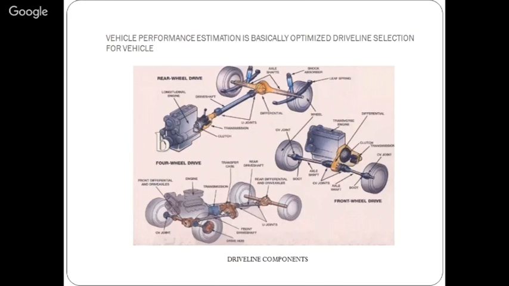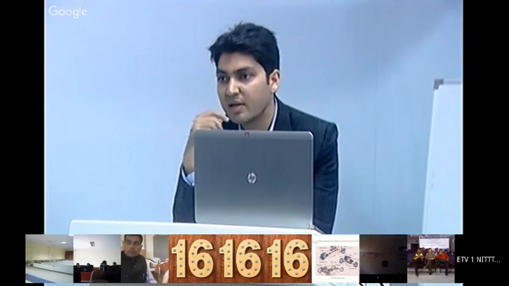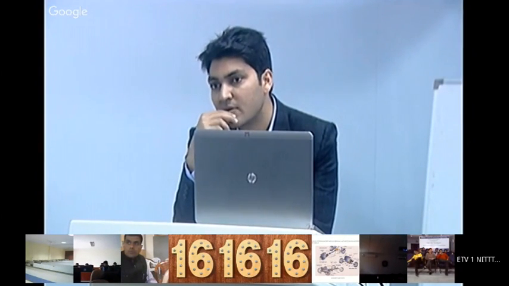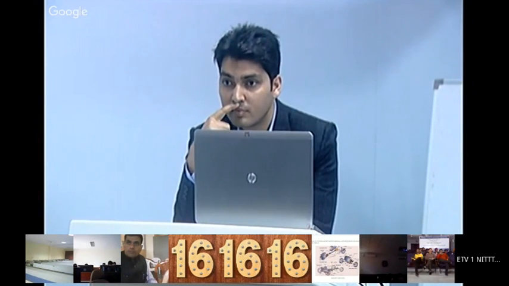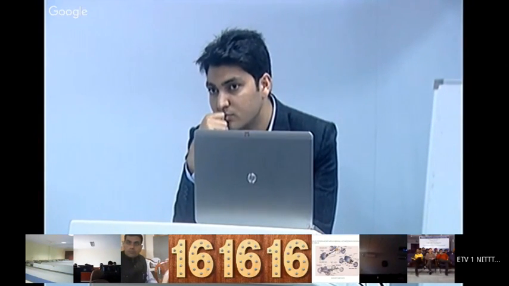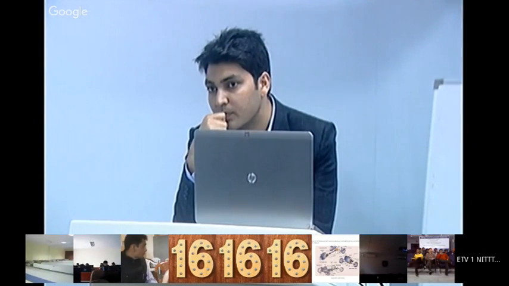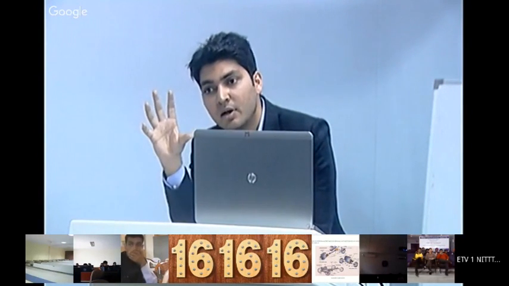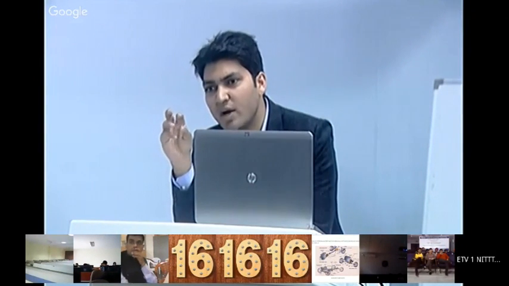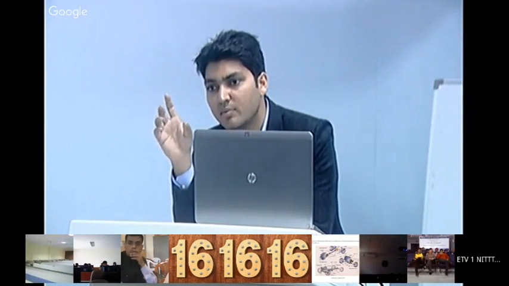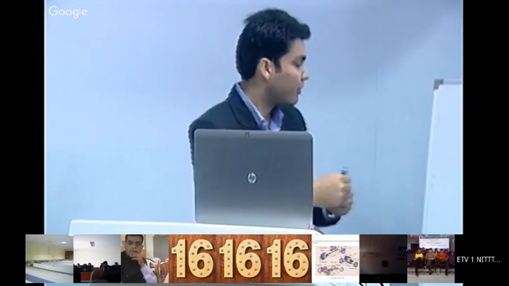So what happens if my tire size increases? Can anyone explain? It will consume more power. Why? Because the resistance effect of the tire will increase. No, when the tire size increases, its circumference increases. When circumference increases, the frictional force is a point force. Let me go to the board please.